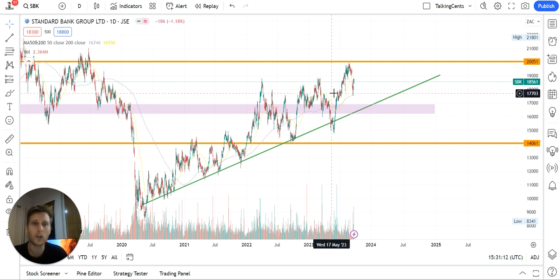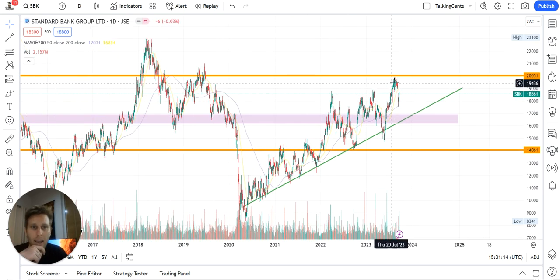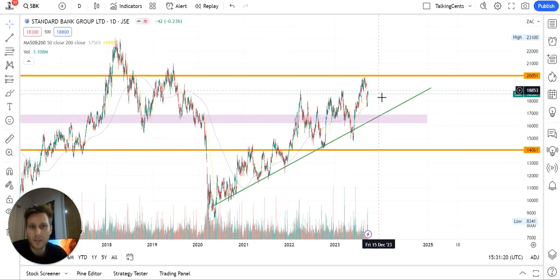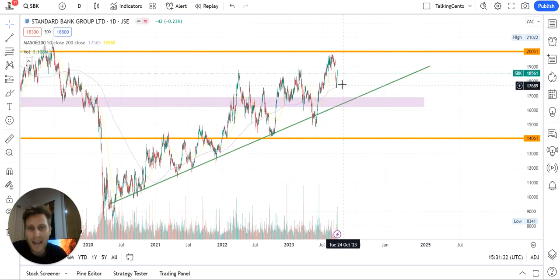But what we see is that strong momentum, and why we see that pullback there, that orange line, is because it's hitting its head at a resistance. The question now is, can it break higher? The only risk that I would be aware of is the non-performing loans, and if there's a deterioration in the business, which doesn't look like it's happening at the moment.